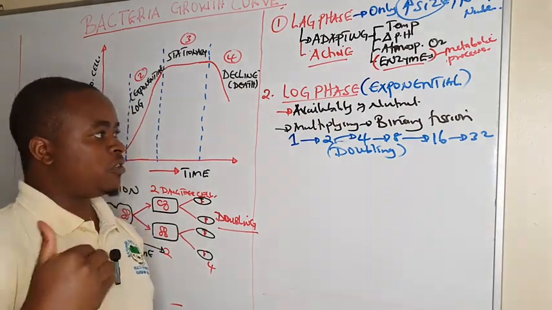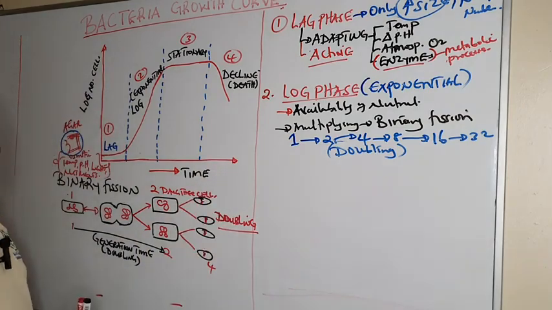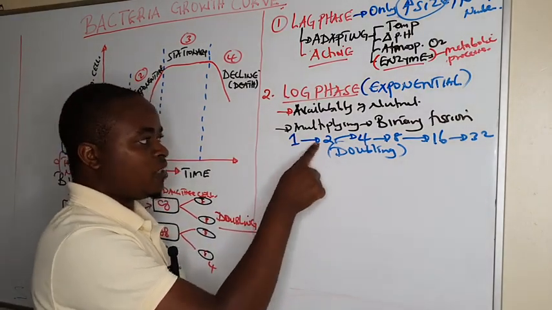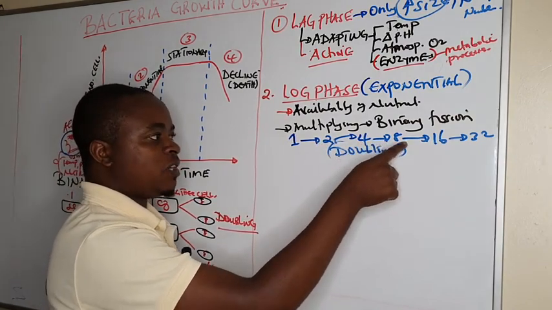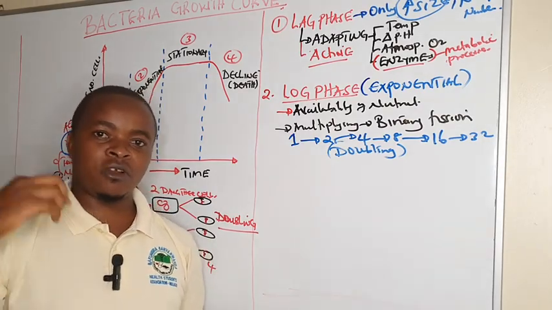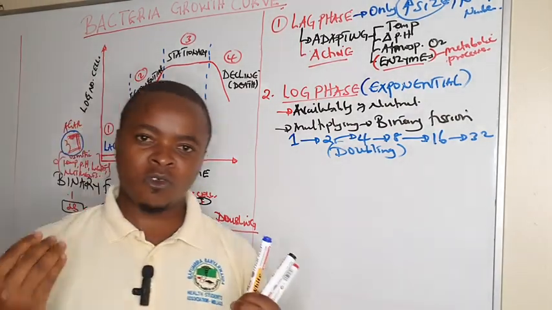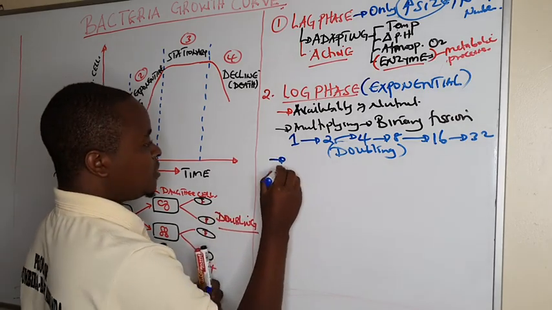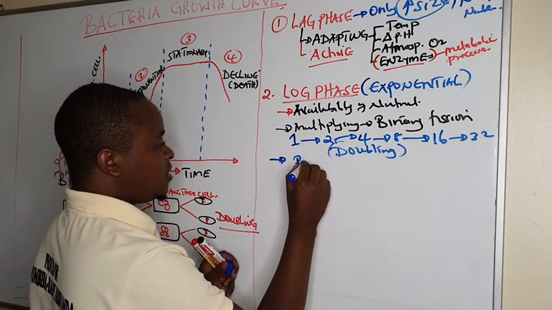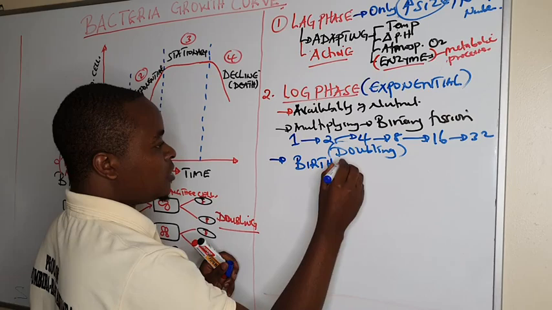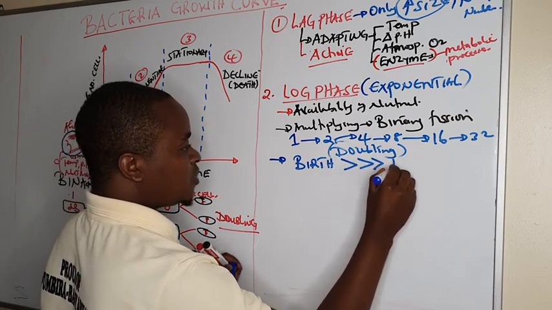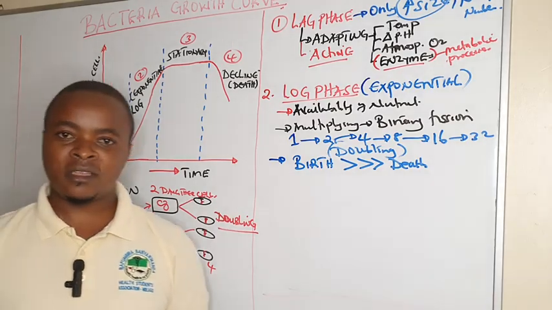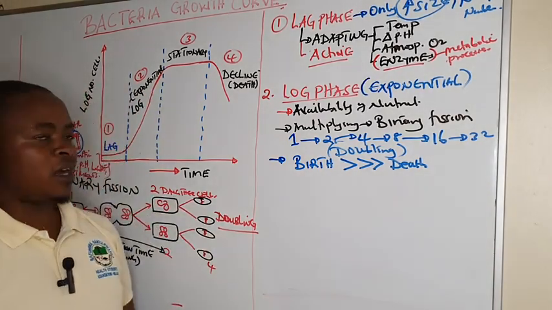There is increase, and the generation time differs from one bacteria to another. As we said, the generation time is the time taken for one bacteria to give rise to two, two to give four, four to give eight. That is what we call generation or doubling time, which differs from one bacteria to another. So, meaning during this log phase, the rate at which the bacterial cells are being born is far greater than those which are dying. So the birth is greater than the death. That is under log phase.